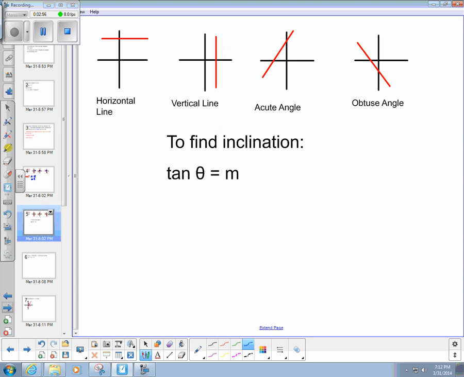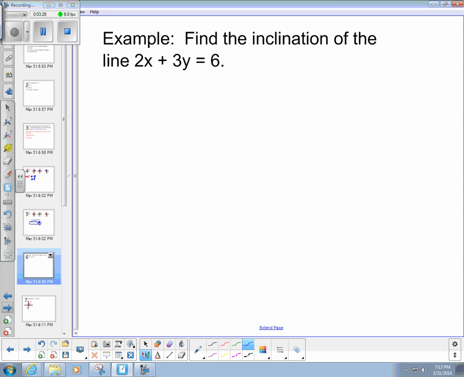Okay, to find the inclination of a line, you are going to use the slope, and the formula is that the slope is equal to the tangent of theta. If you think about it this way, the slope is the change in y over change in x, delta y over delta x. Well, which trig function do we know that works with y over x? That would be tangent. So to find the inclination, or that angle between the x-axis and the line, it's going to be tangent of theta equals m.